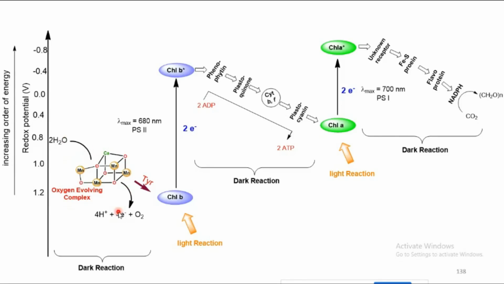Once the water molecule is cleaved, what do we get? Proton as well as electron. Why do we need this proton and electron? The electron should be transferred to CO2, and only then will it be converted into carbohydrate.